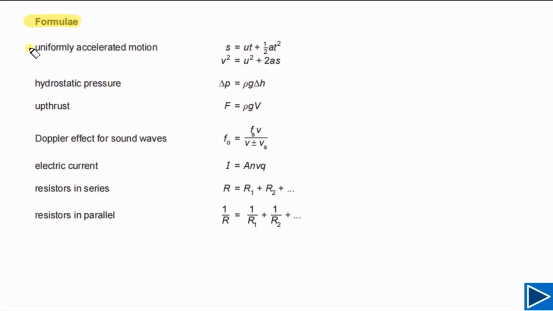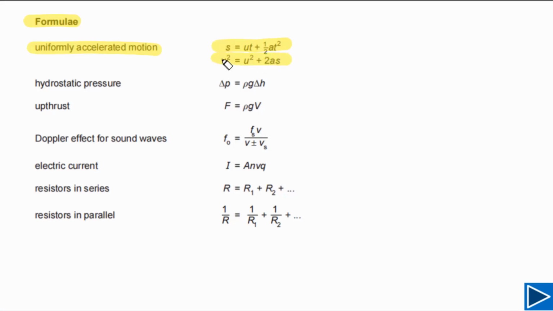The first one is about uniformly accelerated motion, meaning when the acceleration of the body is uniform. Or simply we can say when the acceleration of the body is constant, or even that the acceleration has just one value and is not changing with time. Then we can use s = ut + 1/2 at², and we can also use v² = u² + 2as.